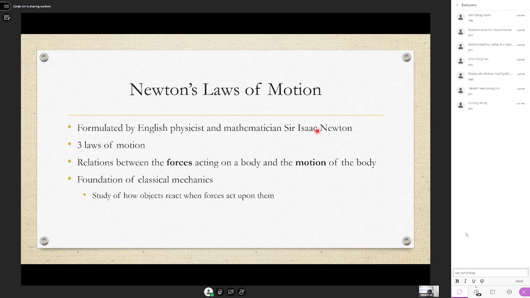So it's this guy. His laws of motion, there are in total 3 laws. We'll go through them one by one later, and then we'll see what they are. This describes the relations between forces acting on a body and the motion of the body. The motion, remember, we were talking about kinematics. Now we are moving into this part, the forces that are causing the motion. And Newton's laws of motion are the foundation of classical mechanics, which is what mechanical engineers will be doing most of the time. Okay, classical mechanics.